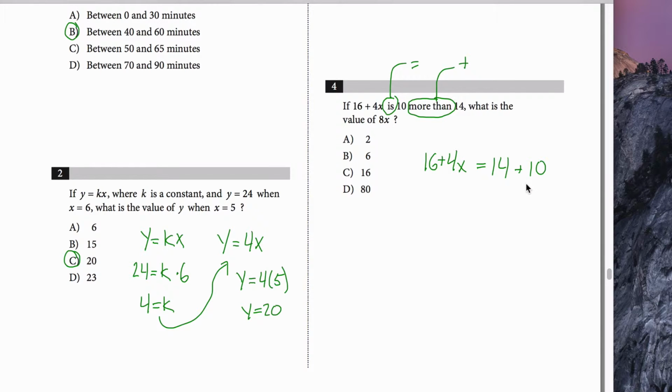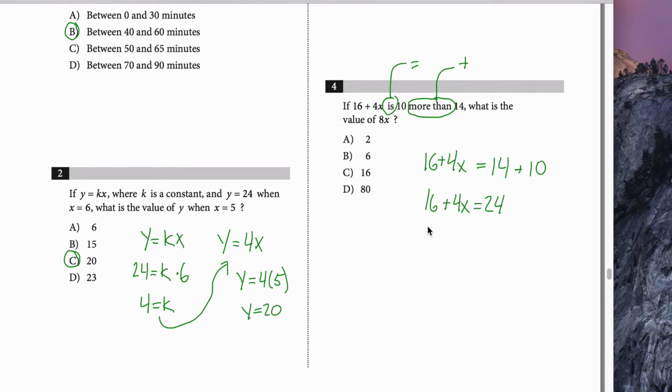I know that order is a little bit weird. You might have written 10 plus 14. It would have worked out the same because addition is commutative and 14 plus 10 is the same as 10 plus 14. But really, 10 more than 14 I think should be written this way. And that can be a little bit picky. If it were 10 less than 14, we'd have to write 14 minus 10. So for this problem, it doesn't matter a whole lot, but generally speaking, you might want to write it in this order. I got 16 plus 4x is equal to 24.